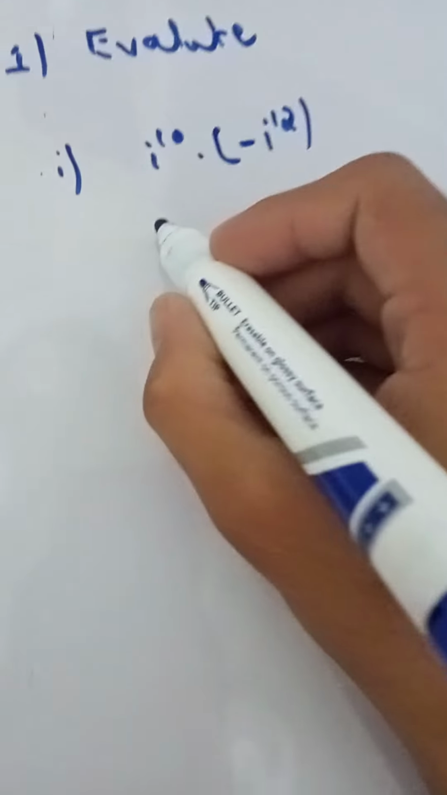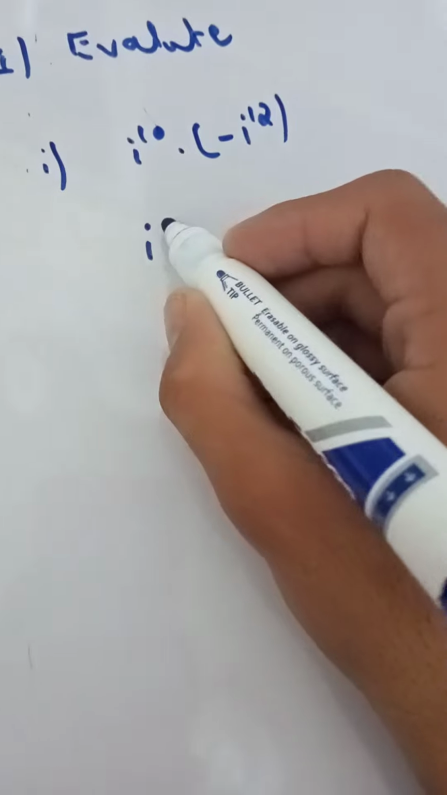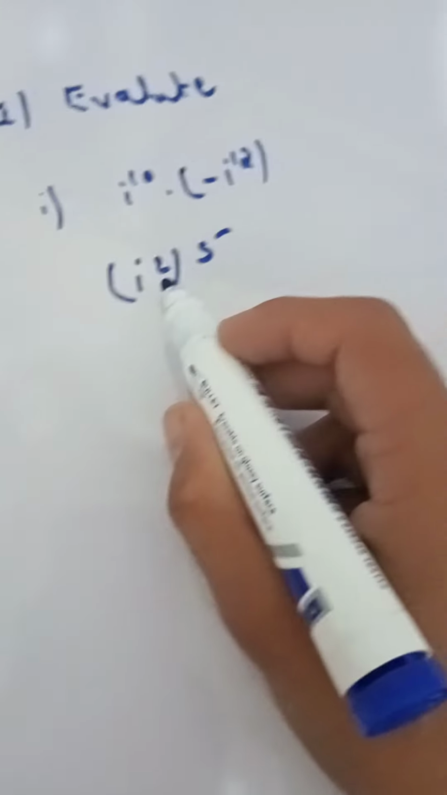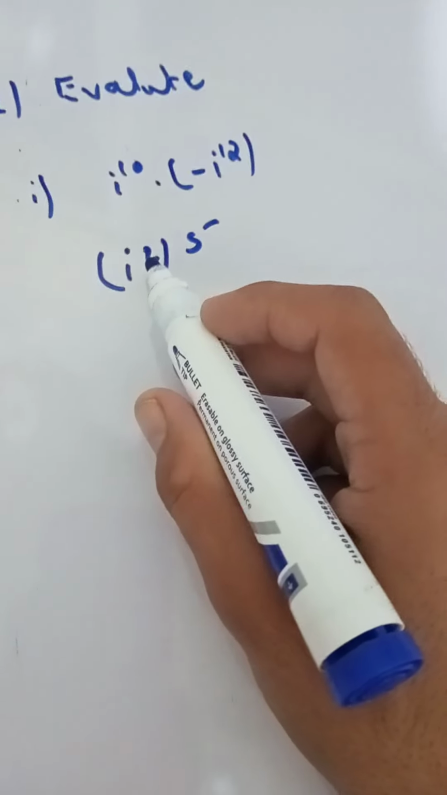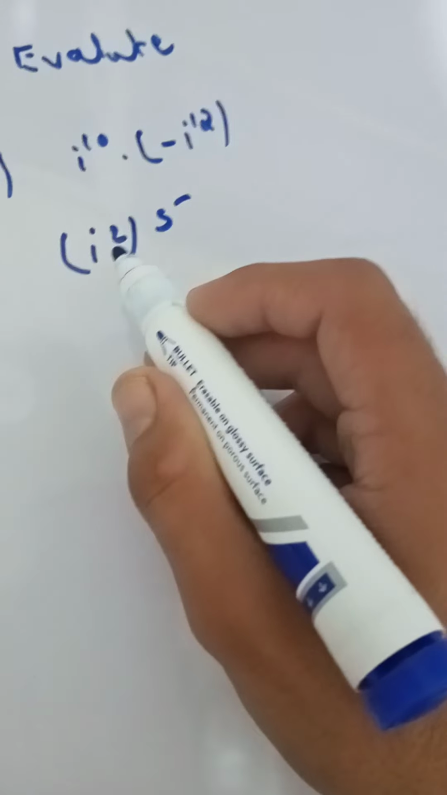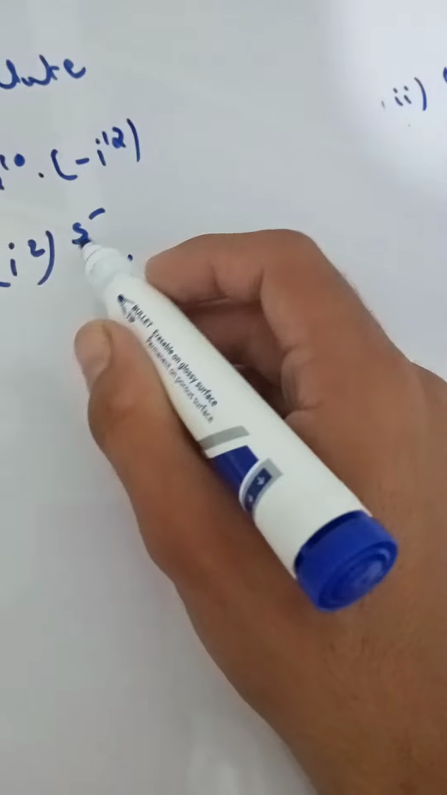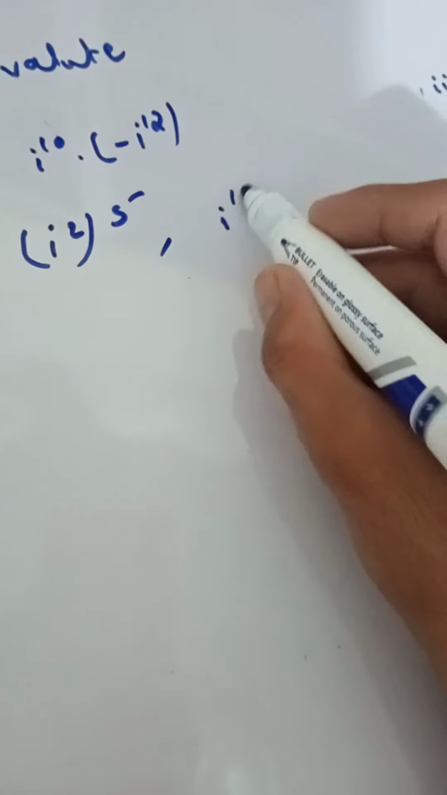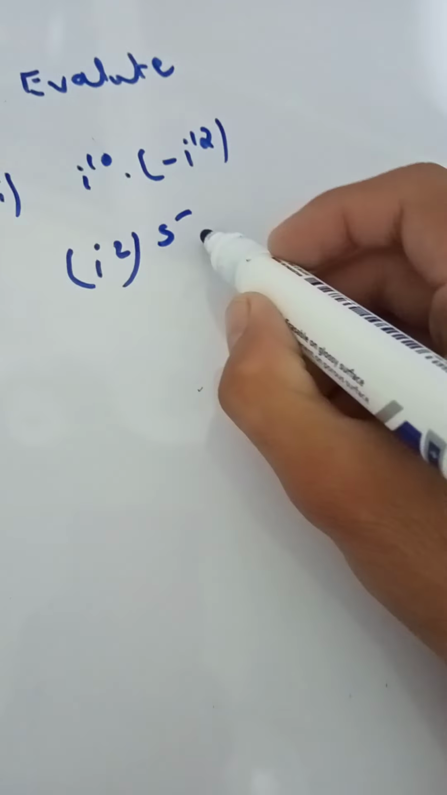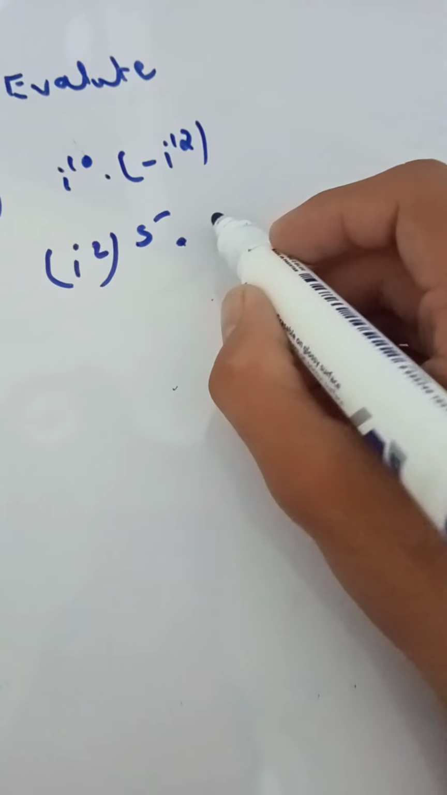So iota 10, I can write this also. Because iota square means we have to take the value of iota square as minus 1, so simply if I resolve this, we can do this 5 to the 10, again that same value, so we can write this also. Okay, this point is the symbol of multiplication, you can say.